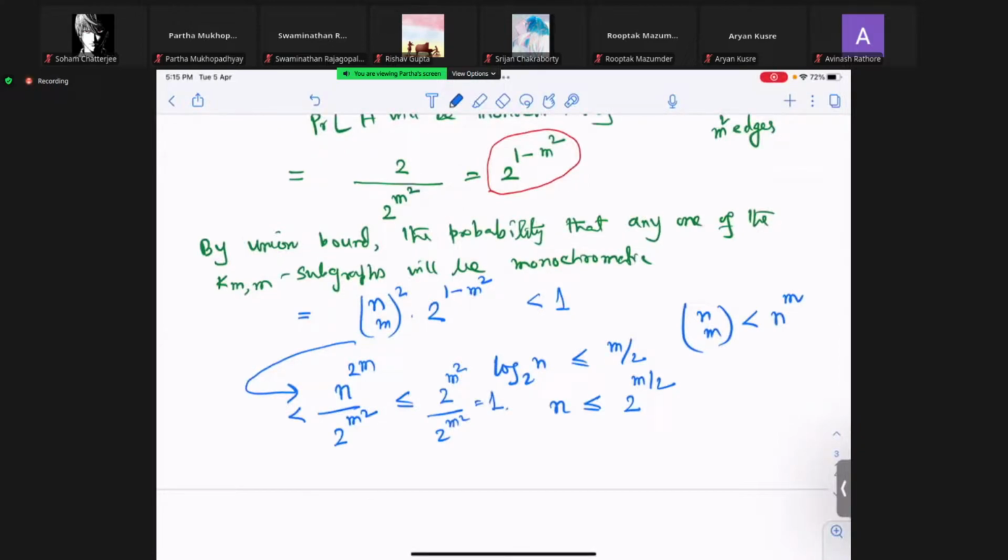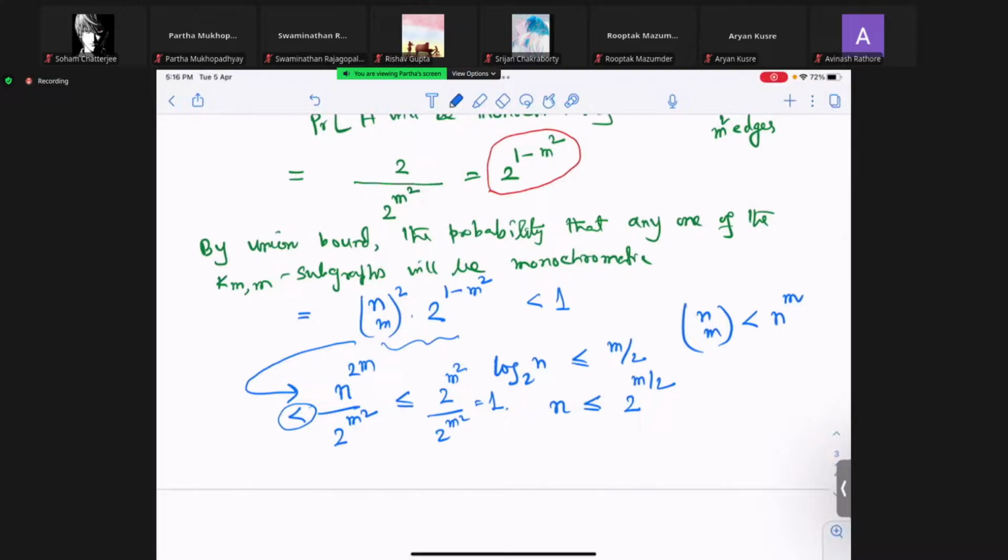But notice that I have used one strict inequality in between. So that means this quantity is strictly less than 1. That's it. And notice one thing: although we have existentially proved that there exists a coloring that will leave all the K_{m,m} subgraphs not monochromatic, it does not give you any clue how to find that coloring. This is a big issue in the probabilistic method.